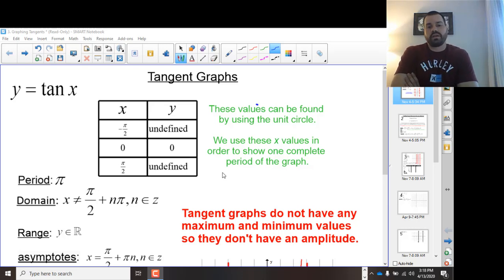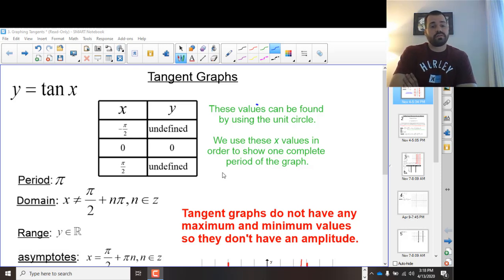So we've discussed sine and cosine graphs and then how to get the equation from the graph. So now we want to talk about tangent. And tangent's a bit of a different beast, okay? Because when you take the tangent of minus pi over 2 or pi over 2, you can see I put it in a table there, you actually end up with undefined values. So it looks a little bit different, all right?